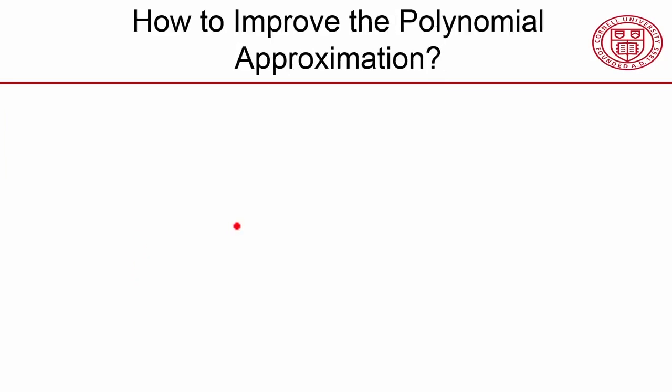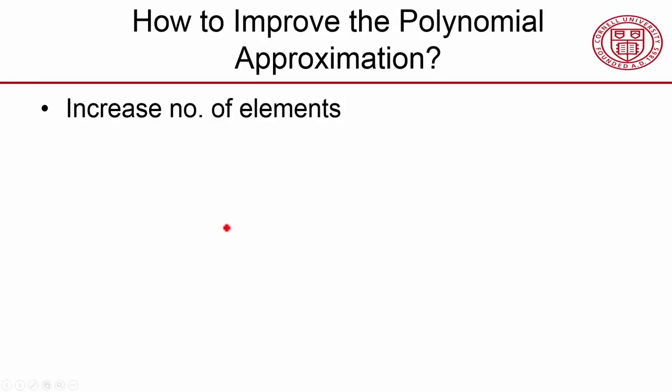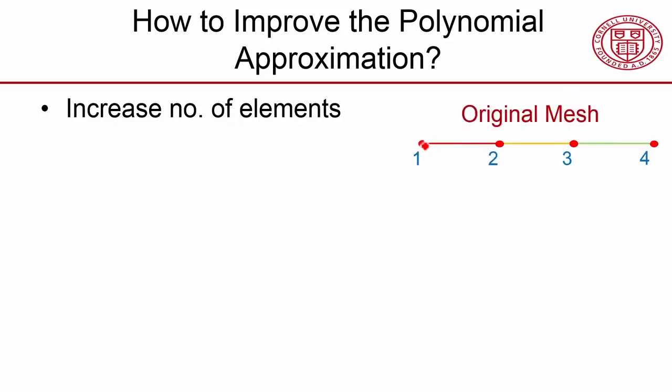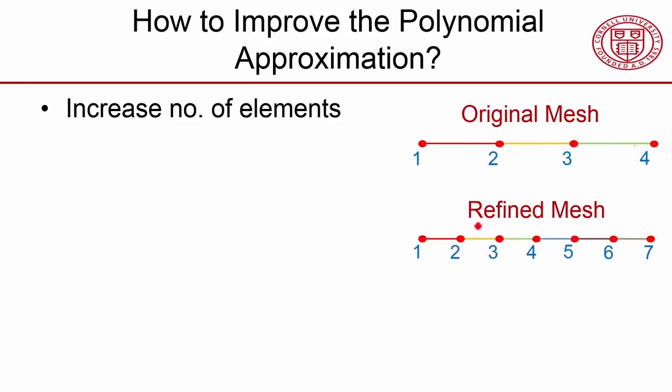So how do we improve the polynomial approximation? There are two ways to do this. First is to increase the number of elements, and this I think is intuitive. In our original mesh, we had 3 elements, and then we can generate a refined mesh where we have 6 elements. In our original mesh, we assumed the shape is a combination of 3 linear polynomials. Now we are assuming that it's a combination of 6 linear polynomials, and that's better.